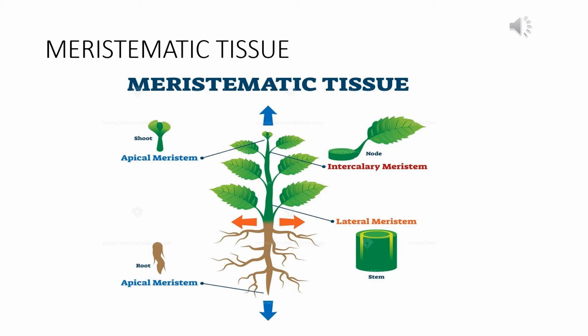Meristematic tissues can be divided into 3 types. One is apical meristem. Apical meristematic tissues are present on the tip of the root and also on the apical buds or shoots. Apical meristems are present at the places where there is active growth taking place. Then there are intercalary meristems. Intercalary meristematic tissues are present in the nodes. Here they increase the internodal distance, and there are lateral meristems which increase the girth of the stem.